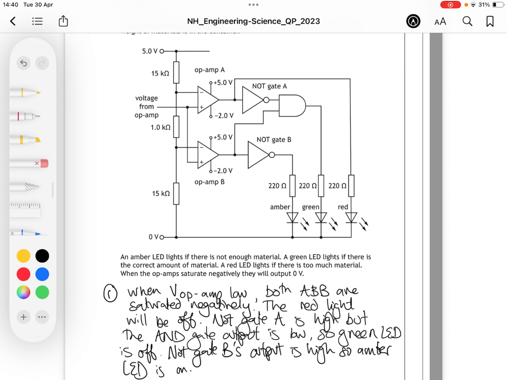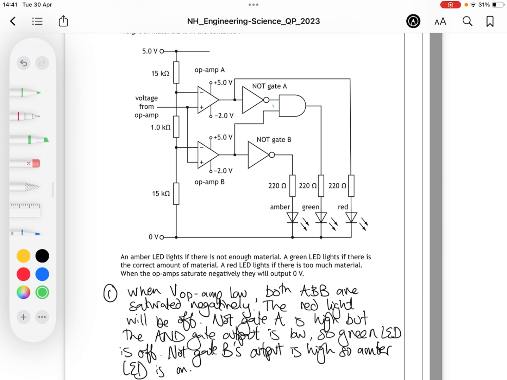We then want the green light if there is the correct amount of material. So we want this to light up, which means we want the AND gate to give us a high signal, which means both of these have to be high. So before the NOT gate that'd be 0, and so op-amp A needs to saturate negatively, but we need a signal of 1 there, so we need op-amp B to saturate positively, which means that our voltage from the op-amp is going to need to be significant enough to cause op-amp B to saturate positively, but op-amp A to still remain saturated negatively.